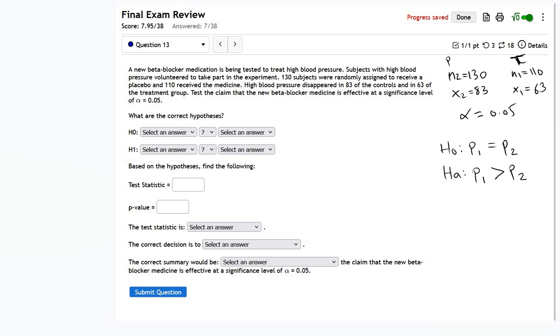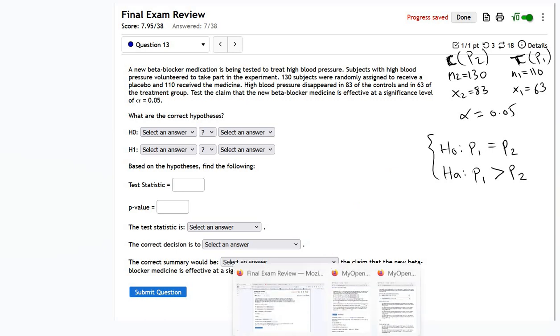And that's why I named this N2 X2 and this N1 X1. In this question, it's not clear which group is which, but based on my experience, I see the answer to be like that, and I assigned the treatment group to be population number 1, and the placebo group, or the control group that received the placebo, is population number 2. So that is how I assigned them.